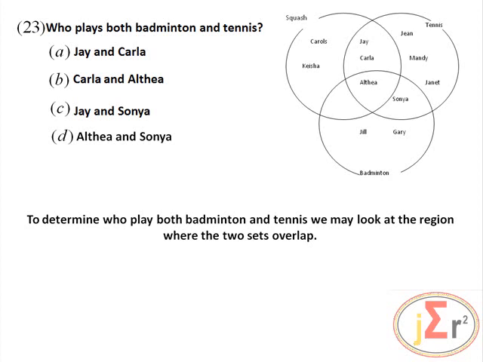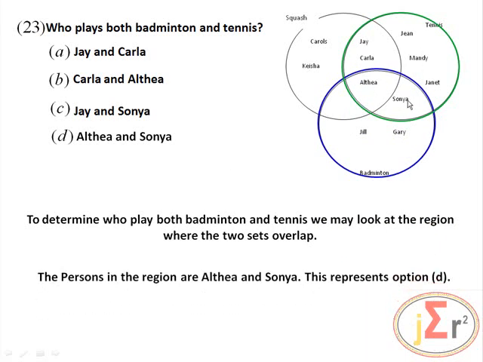To determine who plays both badminton and tennis, we may look at the region where the two sets overlap. So let us see the two sets. Good. The two sets are there and they overlap. And in the region that they overlap, we have Althea and Sonia. So the persons in the region are Althea and Sonia. This represents option D. So we have the option here with Althea and Sonia, that is D. So we know that D is the answer.